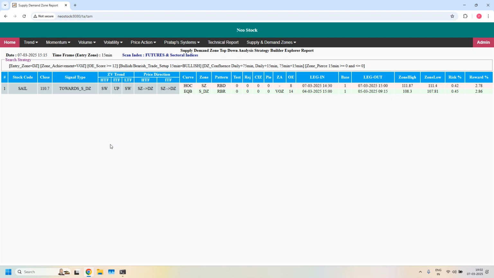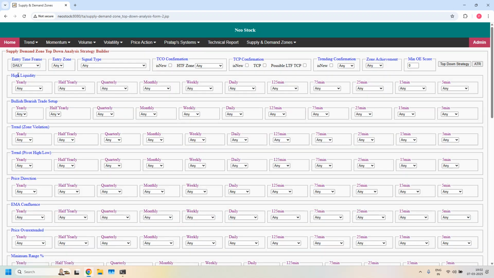Next, bearish trade setup for daily income trade. Entry time frame is 15 minutes. Entry zone is supply zone. In bullish or bearish trade setup at 15 minutes entry time frame, I am selecting bearish, and we should apply 3 filters on this entry time frame 15 minute supply zone. First filter is zone achievement. It should be violated opposing zone.